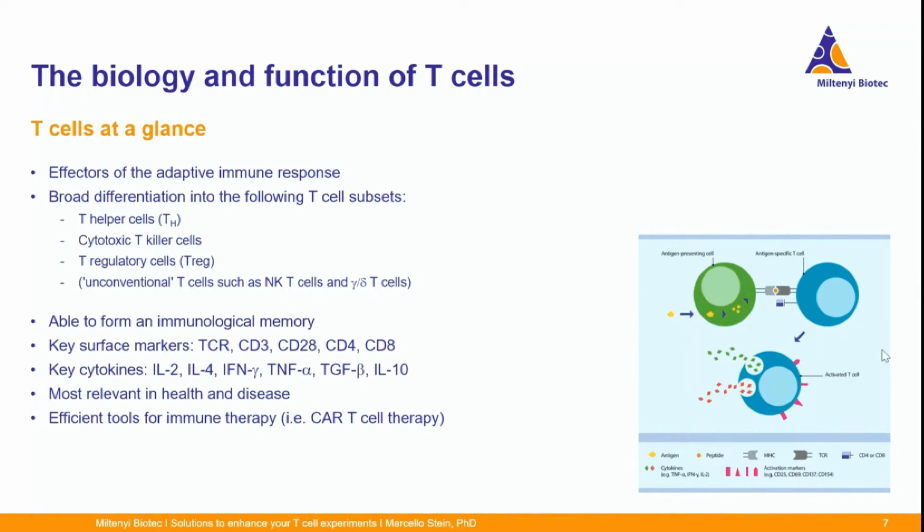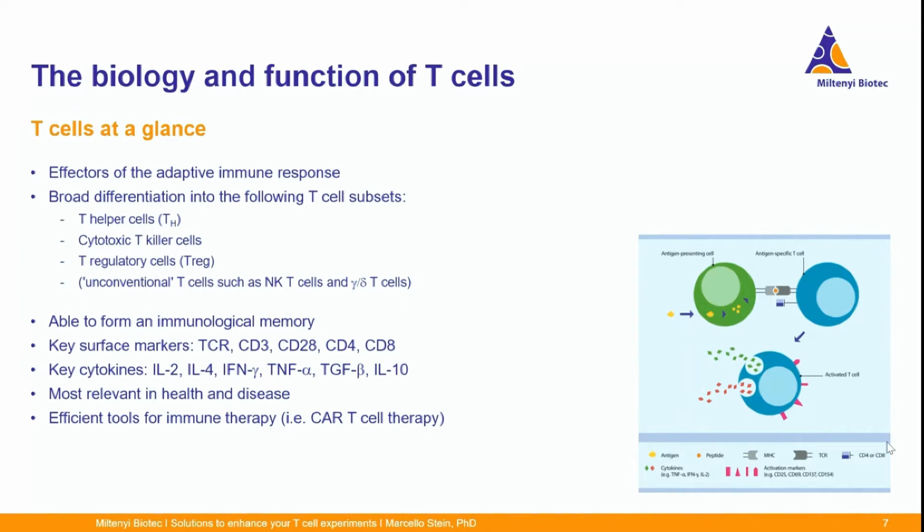Key surface markers that are always mentioned in regards to T cells are the T cell receptor TCR that recognizes antigens, as well as the activating co-receptors CD3 and CD28. Those three surface markers are present on all T cells. Furthermore, co-receptors CD4 and CD8 are the defining markers for T helper cells and cytotoxic T killer cells, respectively.